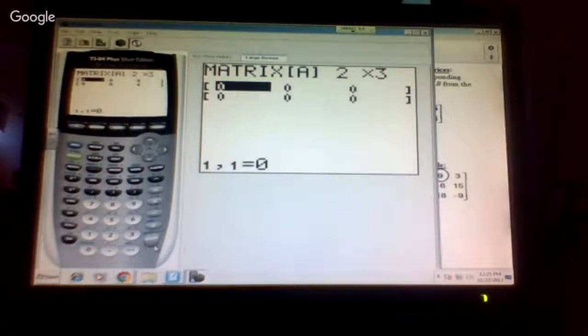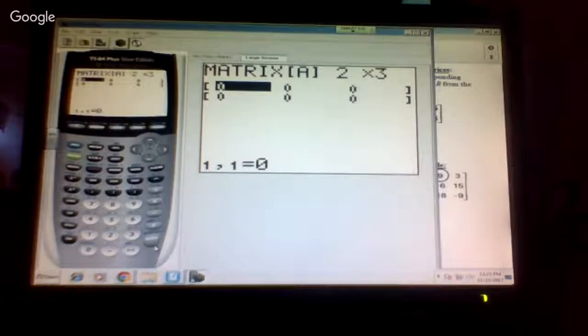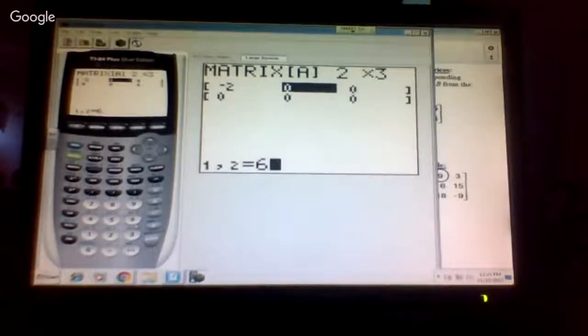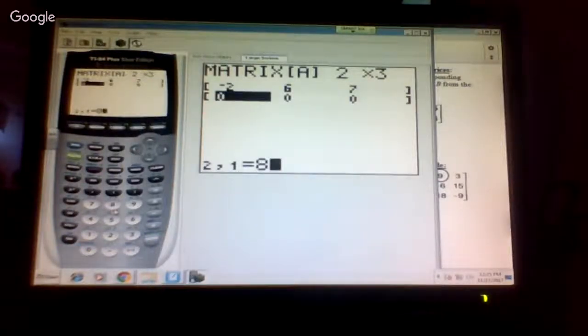And it brings up a bunch of zeros. You're going to need to now enter in the numbers. Okay? It goes from left to right. So -2, enter. It'll move over to the middle. 6, enter. 7, enter. 8, enter. 9, enter. 3, enter. You just entered in matrix A.